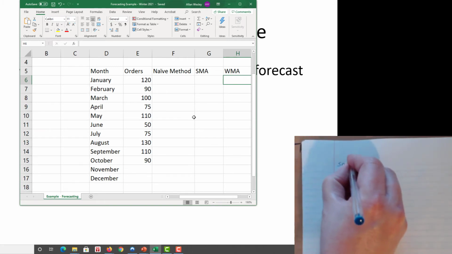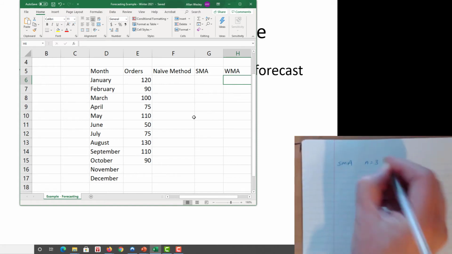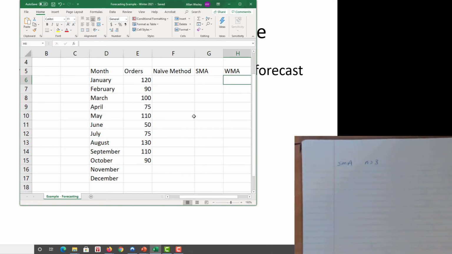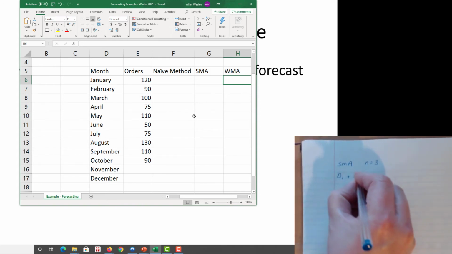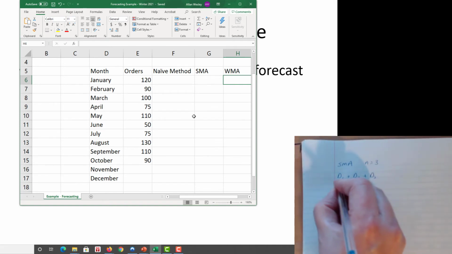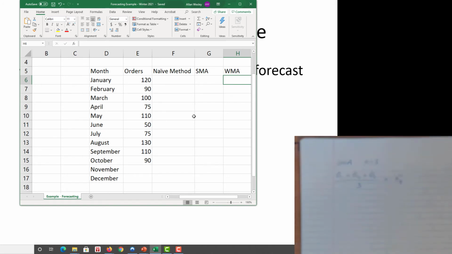Simple moving average. So for a simple moving average, we decide how many periods we want to look at. Okay, so let's assume that n is equal to 3. So we look at 3 periods. Okay, so when we look at 3 periods, that means the first 3 periods. So let's say D1 plus D2 plus D3 divided by n, where n is equal to 3, is equal to our forecast for period 4, right? T plus 1. The T is period 3. 3 plus 1 is 4.